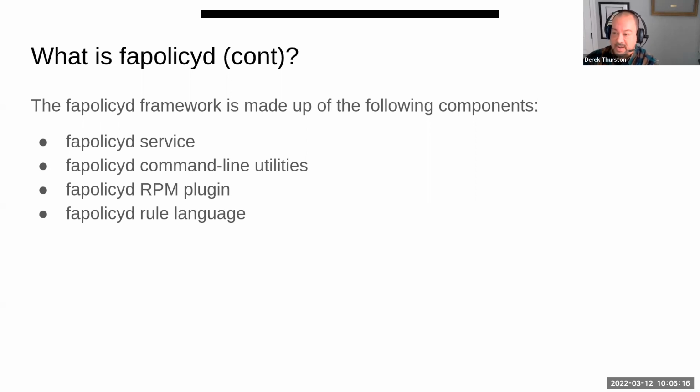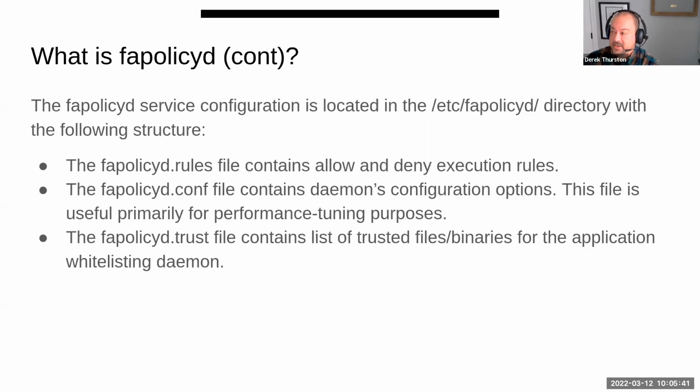So the framework is built up. It has a service that runs. There's a command line utility. It has a plugin, which basically creates a named pipe for access to what's going on when you install packages, those kind of things. And then the last thing, it has its own rule language for defining allow and deny. Everything is in the /etc/fapolicyd directory when it's installed. I'm on Fedora 35, I should mention, so it's built into that. If you're on a different distribution, it may not be, and you may have to do a build and install it. But if you're on a recent kernel, then you should have capability to do this.